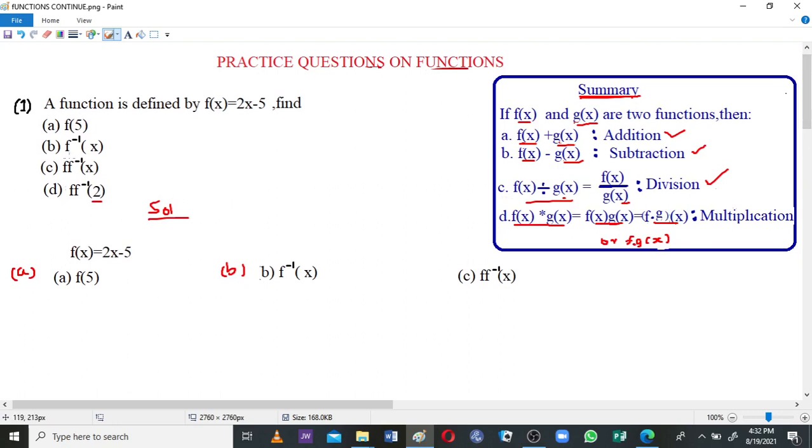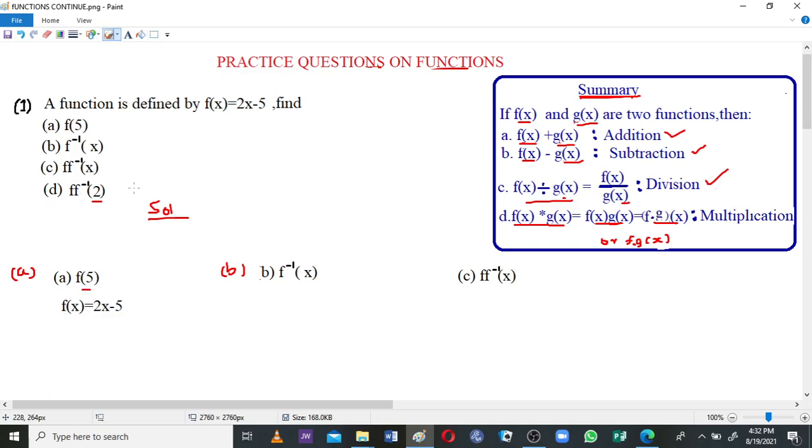So our first question, we want to find f(5). So this is what we have here, f(5). Look at the function that we have. The function where there is x in the function, this is our original function. So this is our original function here on top. Now let's just put it here.